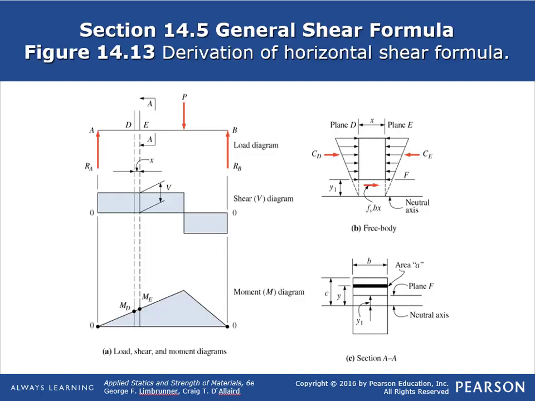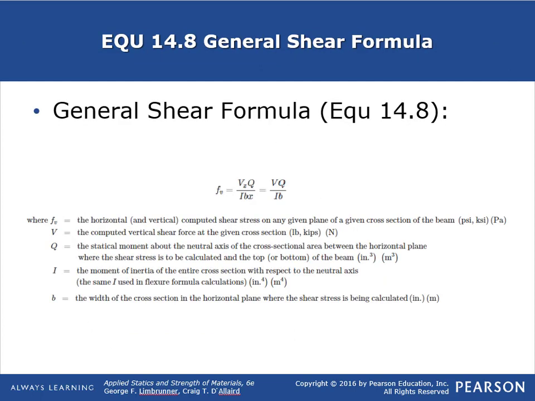So when we consider a beam, this is deriving the general shear formula. They're looking at a section taken of a beam that's subject to shear. You have the shear diagram and then the moment diagram, and I'll let you follow along in your textbook, but the general shear formula is in equation 14.8. We're giving the shear stress the symbol fv, small fv. That's the horizontal and vertical computed shear stress at any given plane. That equals V times Q divided by I times B.